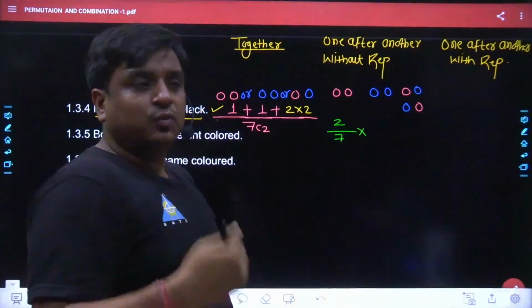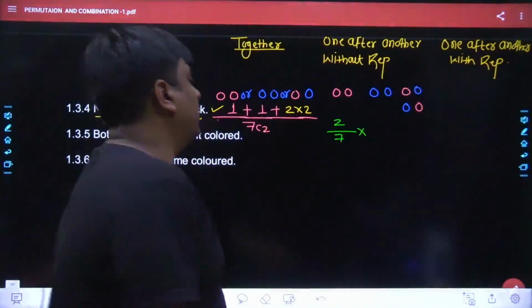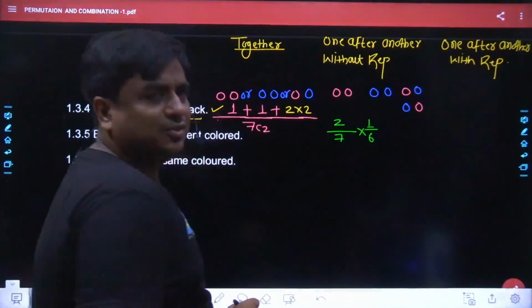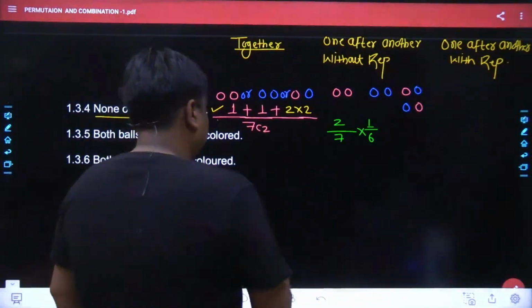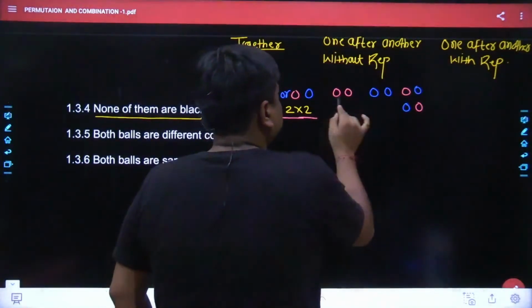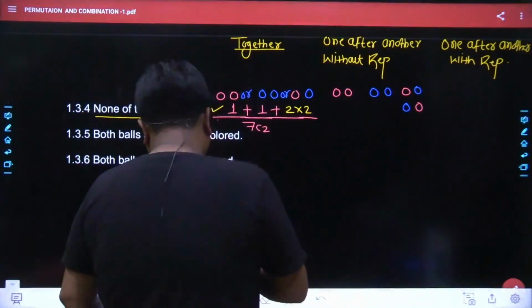How many different ways one red ball could have been selected from the bunch of 1? That has been 1 only. How many number of balls have been left out? Obviously it's been 6. So what you could have done, rather than writing 7 into 6, 7 into 6, 7 into 6 four different times, you could have done one thing.